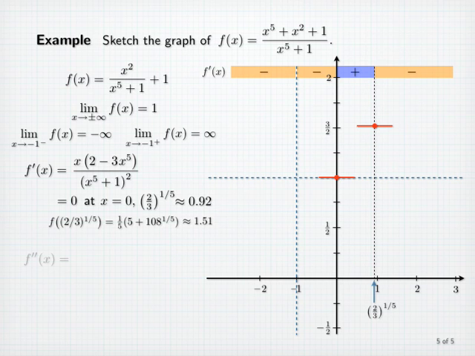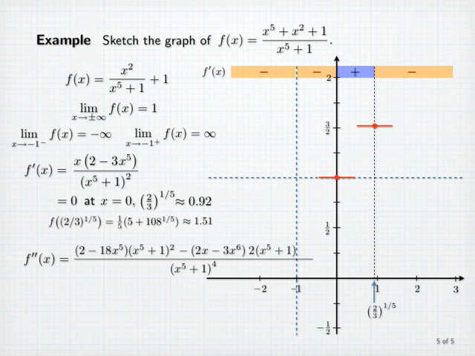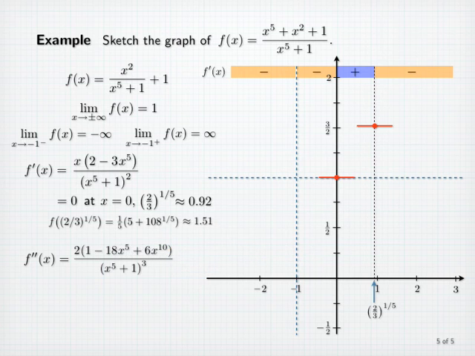Now let's compute the second derivative. Again, using the quotient rule, we have a denominator of (x to the fifth plus 1) to the fourth power, and the numerator will be the derivative of 2x minus 3x to the sixth, which is 2 minus 18x to the fifth, times the denominator (x to the fifth plus 1) squared, minus the numerator 2x minus 3x to the sixth, times the derivative of the denominator, which by the chain rule is 2 times (x to the fifth plus 1) times 5x to the fourth.